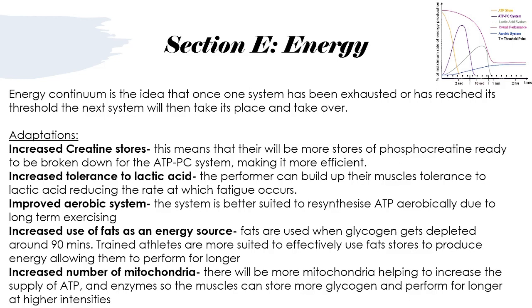And then we've got increased use of fats as energy stores. Fats are used when glycogen gets depleted around 90 minutes, and trained athletes can use these fat stores, producing their energy and lasting longer. And the final one, mitochondria increase. Because there are more mitochondria, we can increase the supply of ATP. Enzymes can be increased in the muscles, allowing us to store more glycogen and perform at higher intensities for longer.